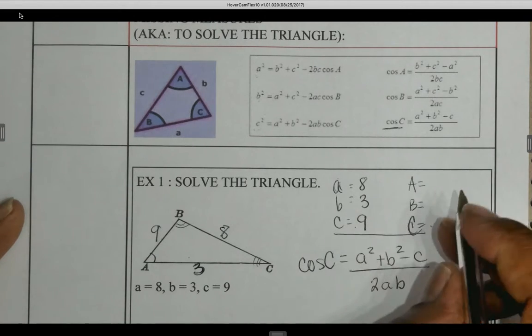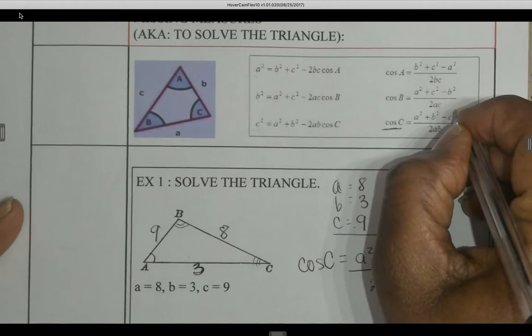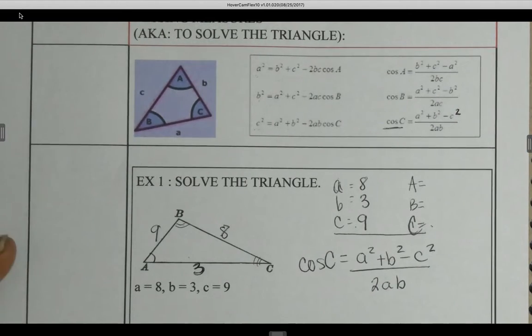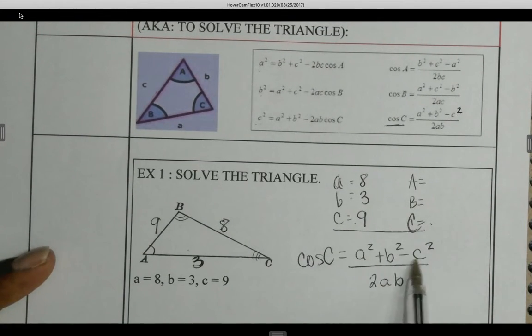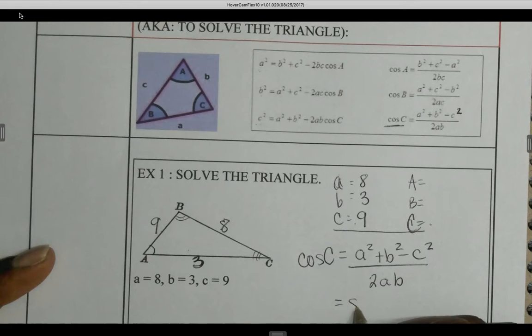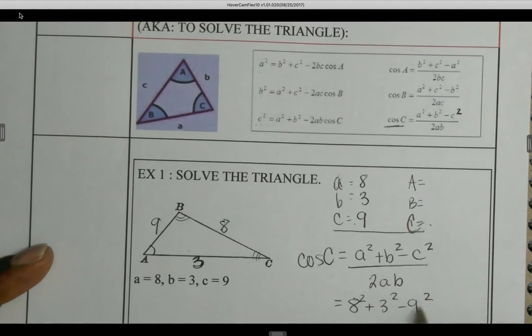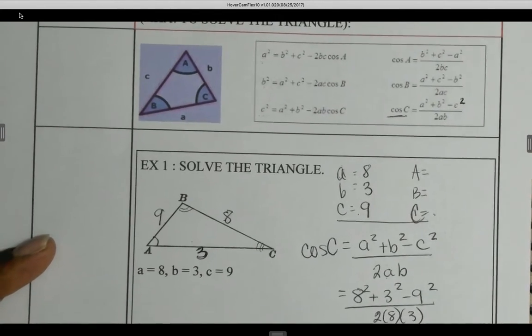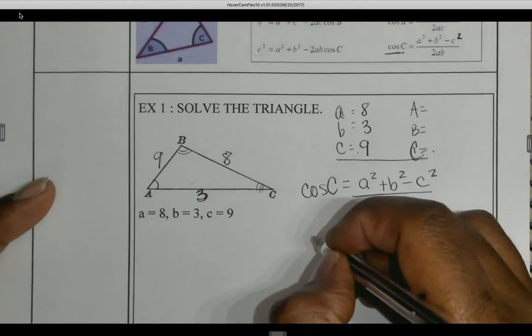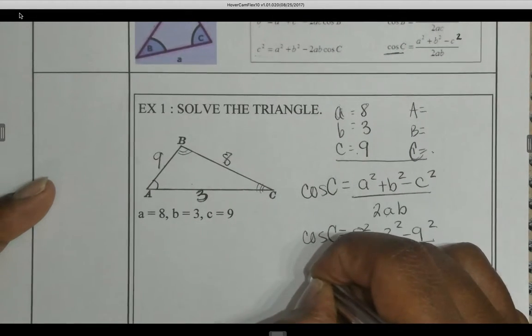And this should be square, so I was kind of looking. This should be squared here. Okay, so then if I plug in everything I know, a, b, and c. So I'm going to put here 8 squared plus 3 squared minus 9 squared over 2 times 8 times 3. And I can plug all of that into my calculator, and that's what cosine of angle C equals.